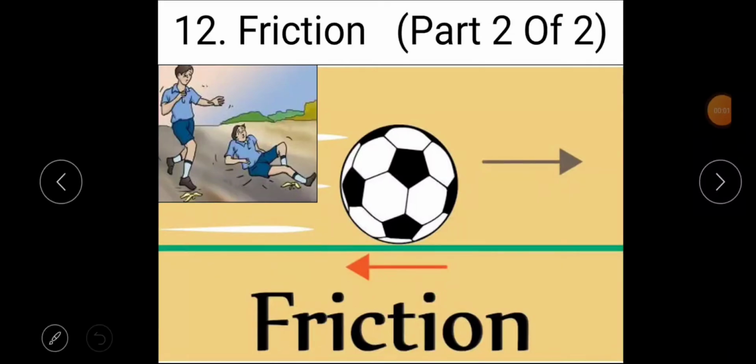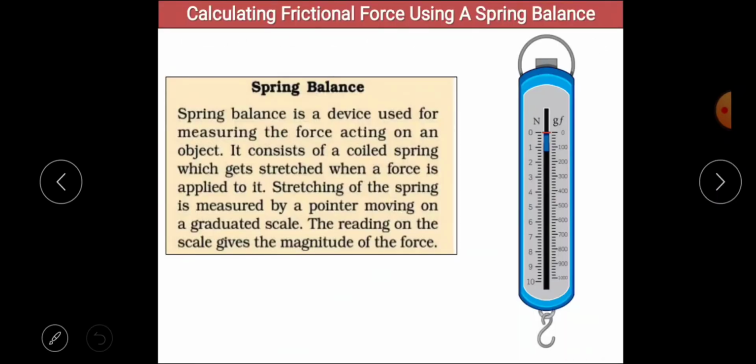Children, today let's see the second part of our class 8 science textbook chapter number 12, that is friction. In the previous video we have studied what friction is, what the various types of friction are, and what factors affect friction. Today we are going to discuss the remaining topics, so let's start.